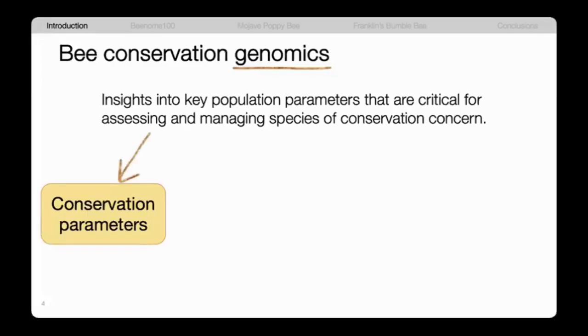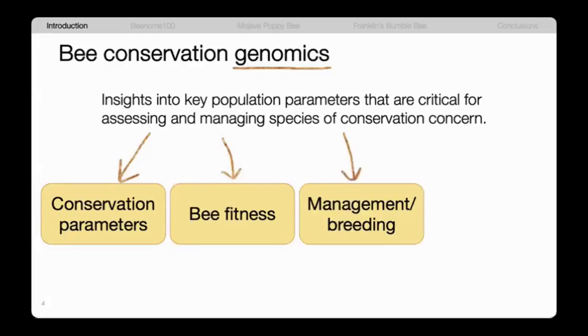For example, genomic data provide insight into parameters such as identifying inbreeding, gene flow, and understanding demographic history. Genomic data can also be used to understand bee fitness, or the genetic underpinnings of decline, resilience, and health. Genomics is critical for management and breeding, such as identifying management units, aiding selection for resilience or for traits of interest, and performing genetic rescue. And finally, genomic data sets provide reproducible, efficient, long-term data for monitoring and assessing species recovery.